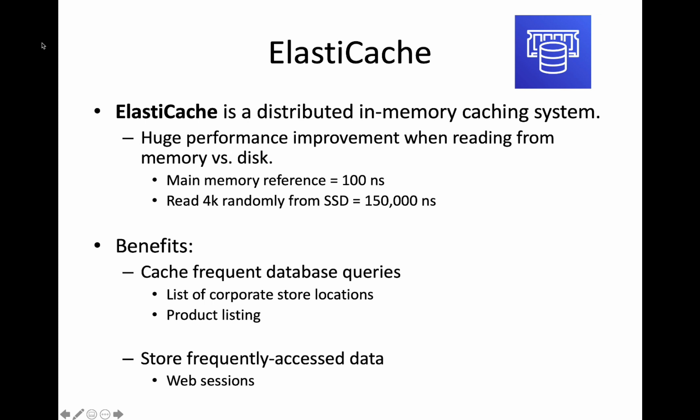One is if you want to cache frequent database queries in your application. Maybe you have an application which stores a list of corporate store locations. Generally, your corporate store locations aren't changing on a minute-by-minute basis or even a daily basis. And so instead of storing that data in a database table and hitting that table over and over and over again on disk, you could store it in memory, where it would be very frequently and quickly accessed.